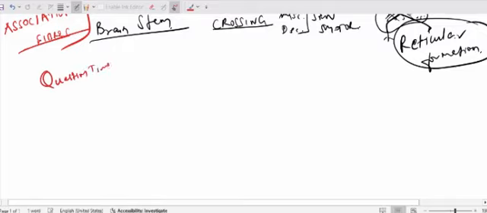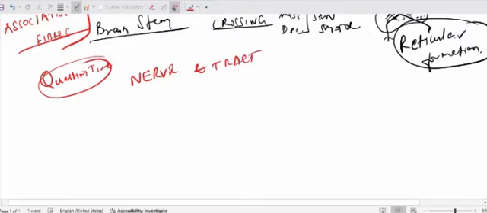Question time. Sir, can you repeat the question? Yeah, why not. Nerve and tract. What is the difference? Both are the same. But what is a nerve? What is a tract?